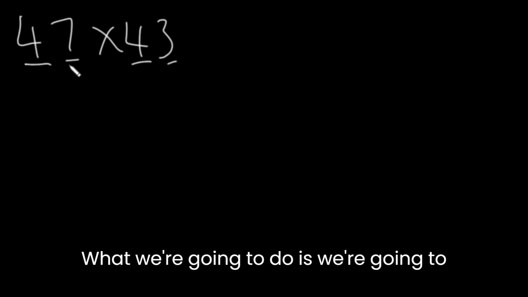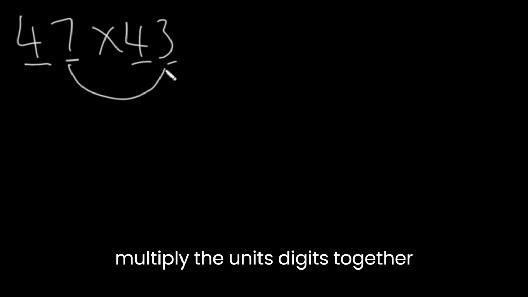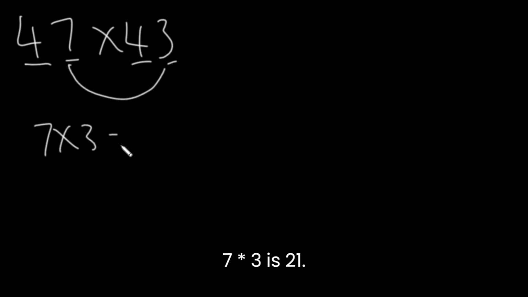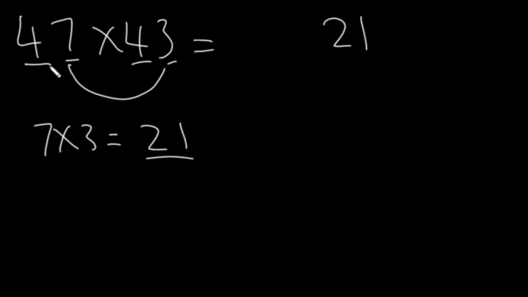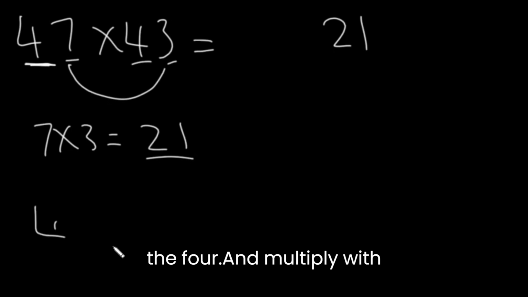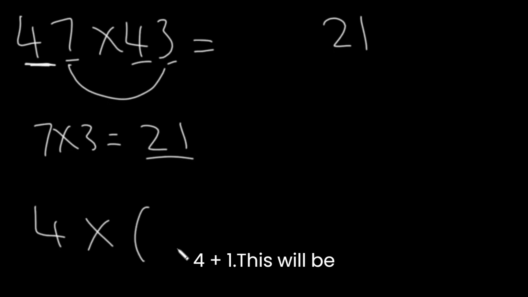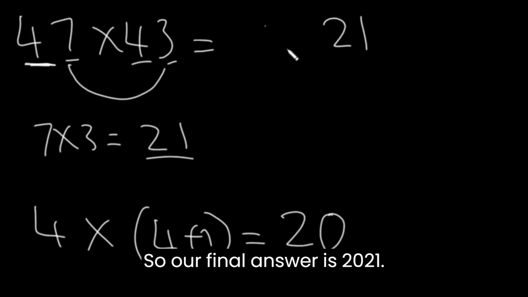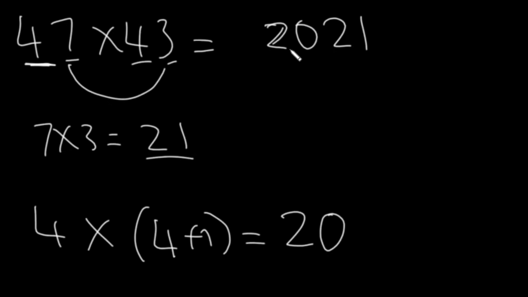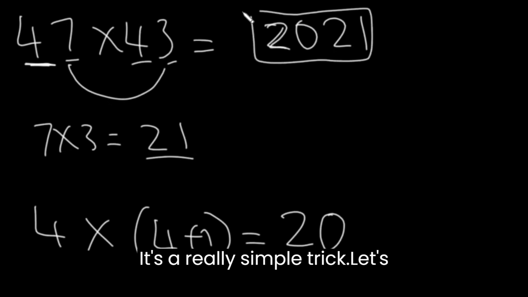What we're going to do is multiply the units digits together. 7 times 3 is 21. This will be the last two digits of our final answer. Then we're going to take the 4 and multiply it with 4 plus 1. This will be 4 times 5, which is 20. So our final answer is 2021. It's a really simple trick. Let's look at another example.